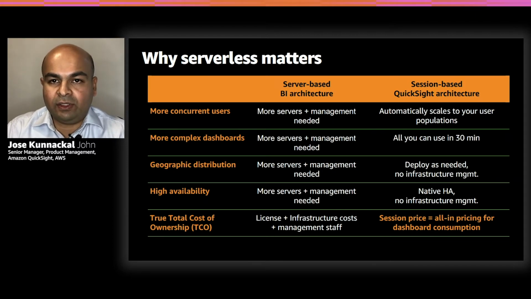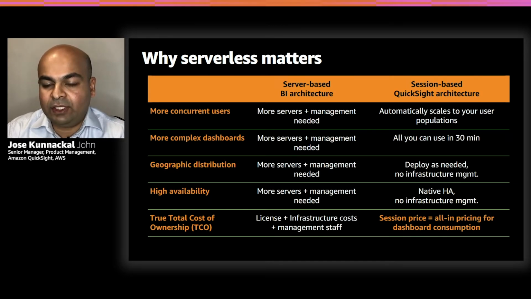When you have more concurrent users, QuickSight and AWS's QuickSight backend just scales to make sure that as many users as you send to the system, we are able to treat them independently. So all of them get fast, consistent performance without having to scale servers on your end.